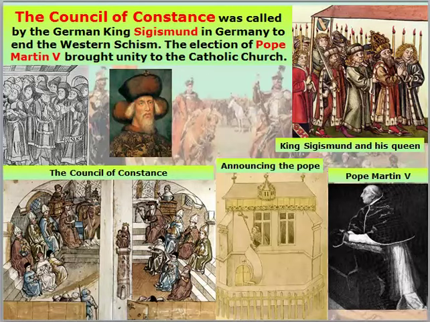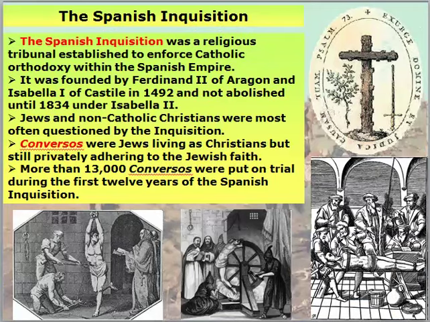The Council of Constance was called by the German king Sigismund in Germany to end the Western Schism. The election of Pope Martin V brought unity to the Catholic Church. The Spanish Inquisition happened as well.